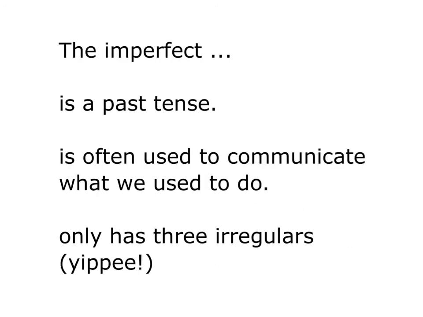Okay, let's recap what we've seen, and we'll do a lot more with this in class. So, the imperfect is a kind of a past tense. It's often used to communicate what we used to do in the past. It only has 3 irregulars, yay for that. Make sure that you know the endings for the regular AR verbs, the regular ER verbs, and IR verbs in the imperfect, and also our 3 irregulars for our next class. We'll do lots more practice then.